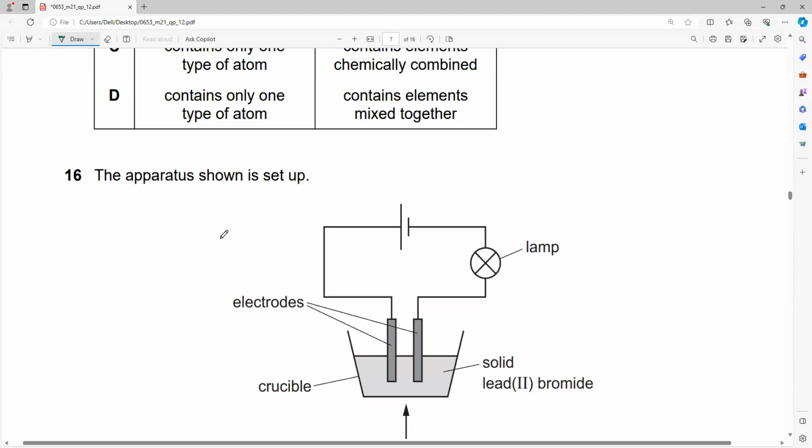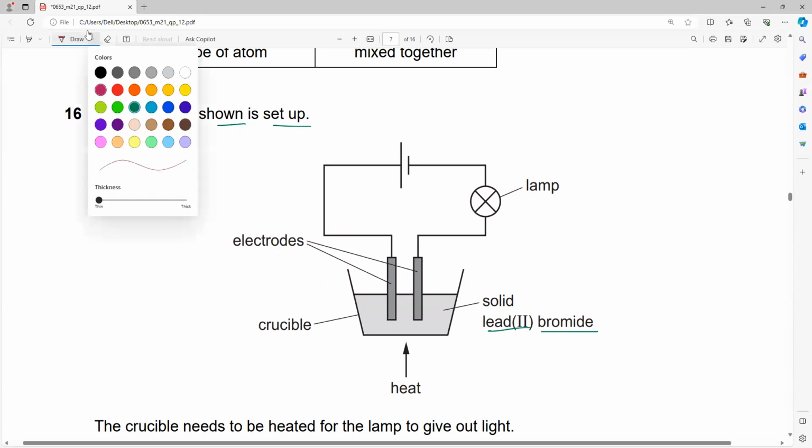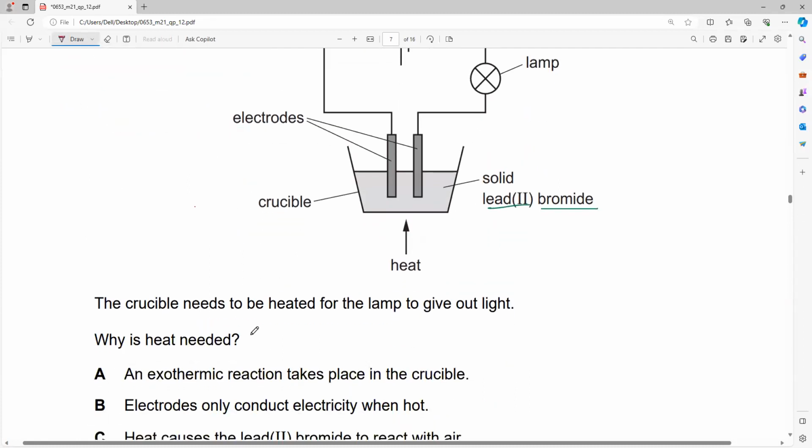16th, by seeing the figure itself, we can understand what it is. Anybody? By seeing the figure, you can understand it is electrolysis. Very good. So the apparatus shown is set up. Now electrodes, lamp, crucible. Crucible means a container, heat and solid lead bromide. Solid lead bromide is there. Now the question to you is: the crucible needs to be heated for the lamp to give out light.